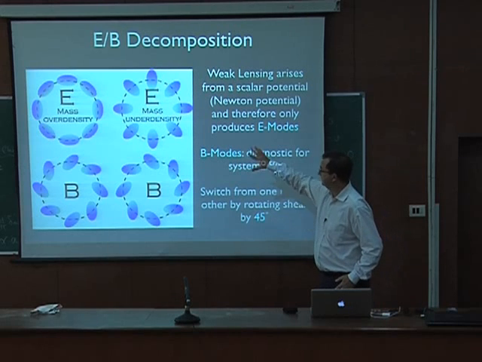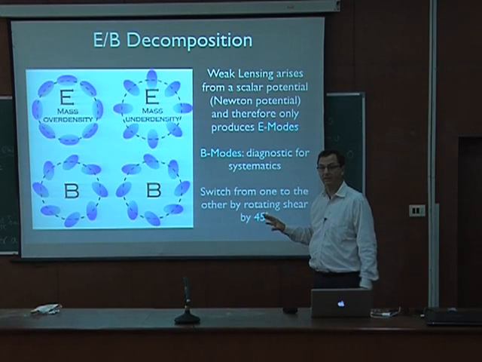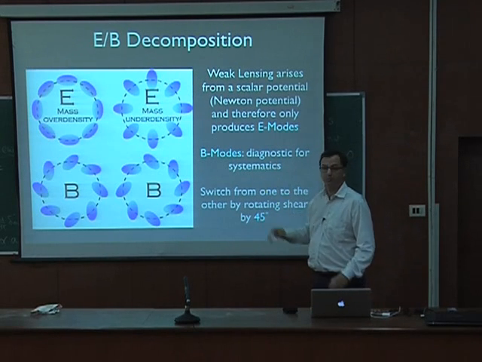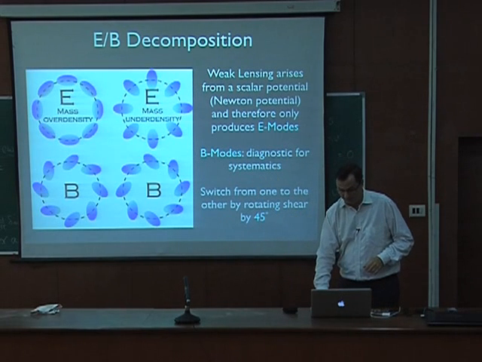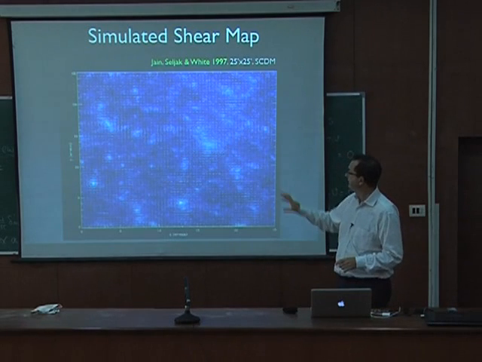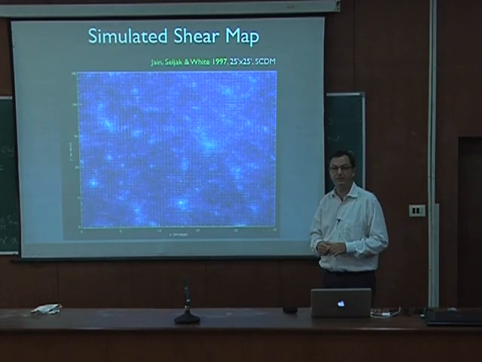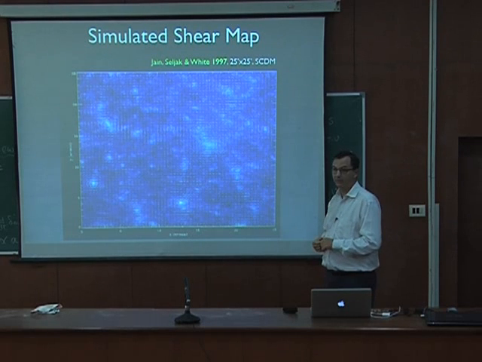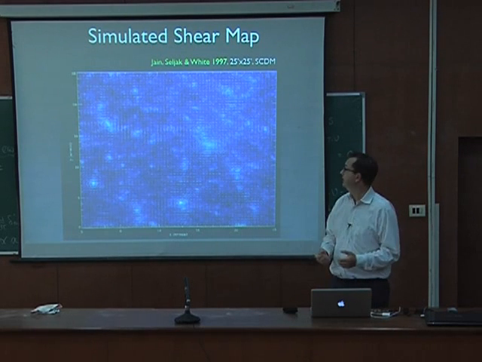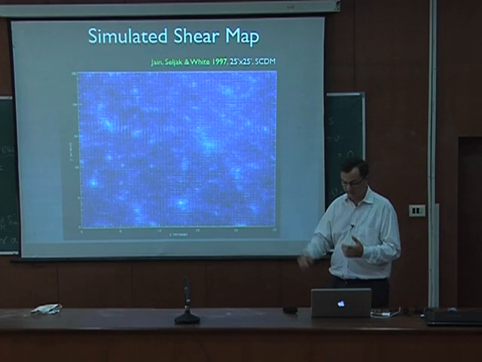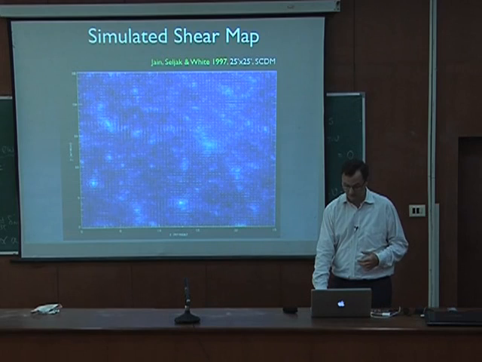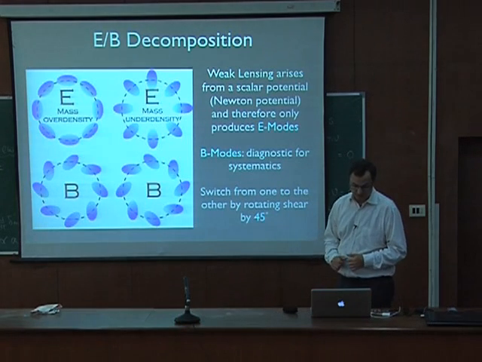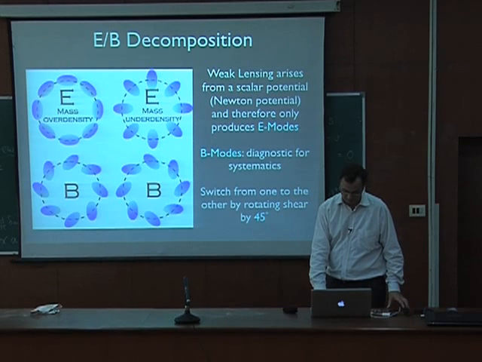And as I told you, this E and B decomposition is mathematically identical to the E and B decomposition that people do for the CMB polarization. In fact, the CMB polarization also can be described by such an arrowless vector. And the math of the analysis of the polarization is identical to the math of the analysis of the shear field. So that's also convenient. Okay.